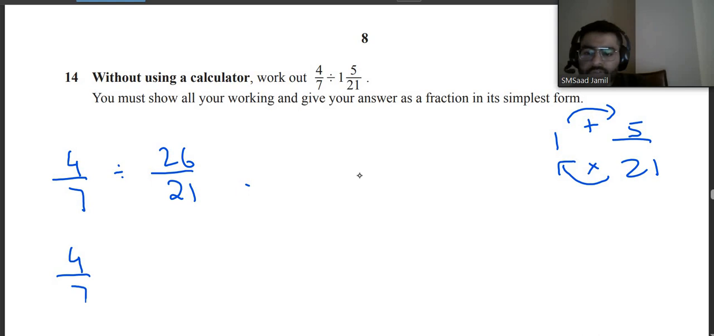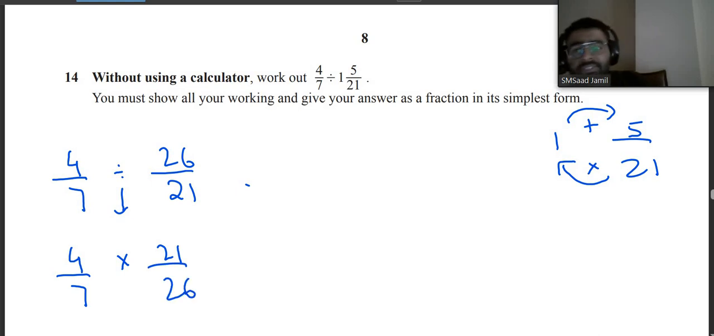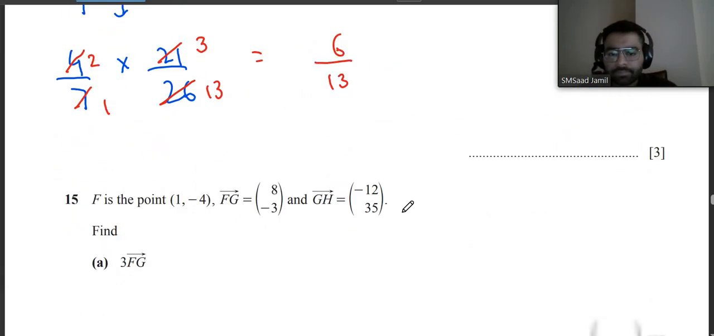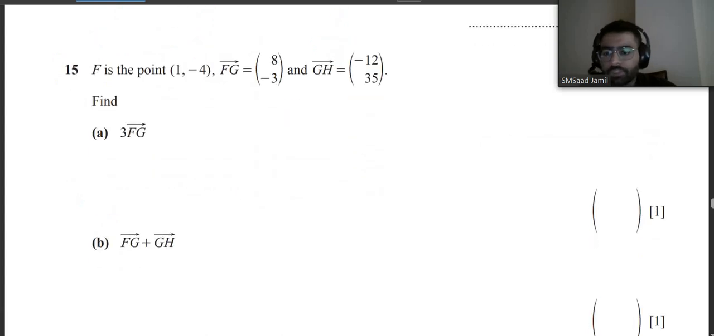Now you have to reciprocate it. So this divide will become multiply. It will become 21 upon 26. Just to make your life easy, don't solve this right now. Simplify it. 7 1s are 7, 7 3s are 21, and 2 2s are 4, 2 13s are 26. So 2 3s are 6, and 1 multiplied by 13 is 13. So your answer is 6 upon 13. That's it.